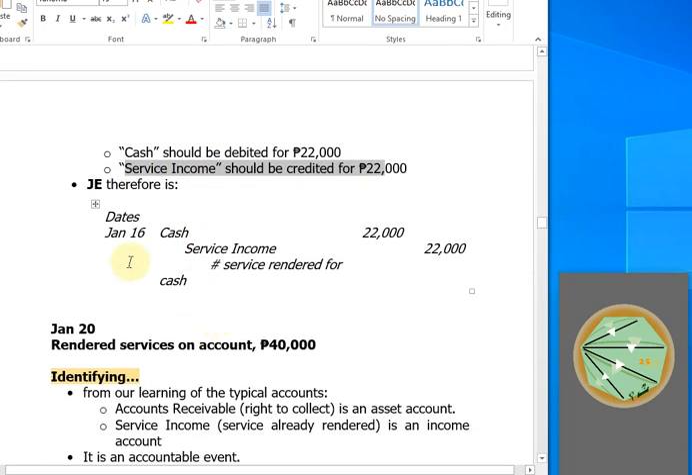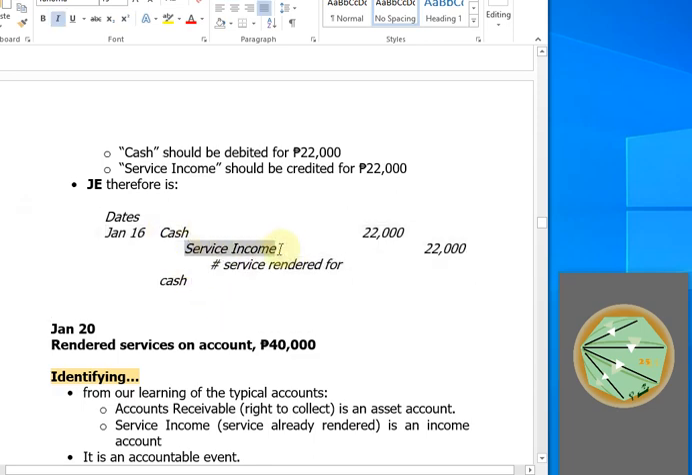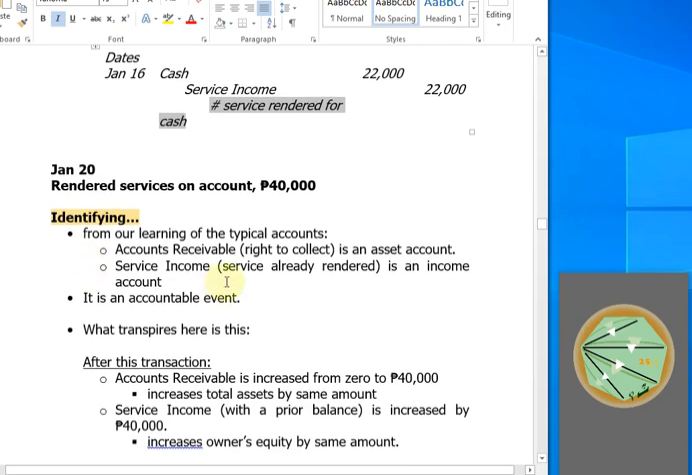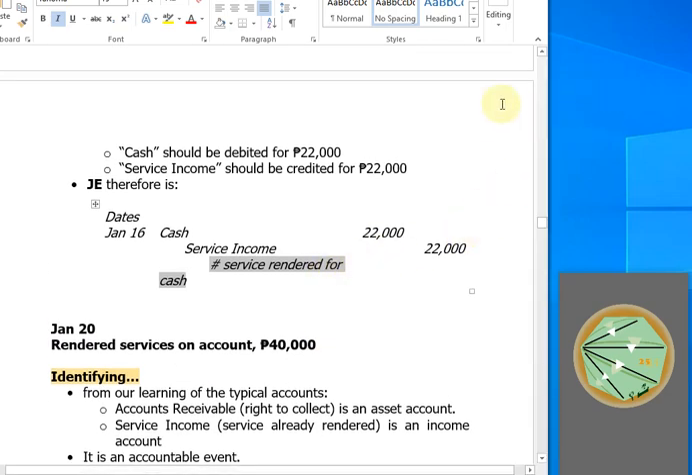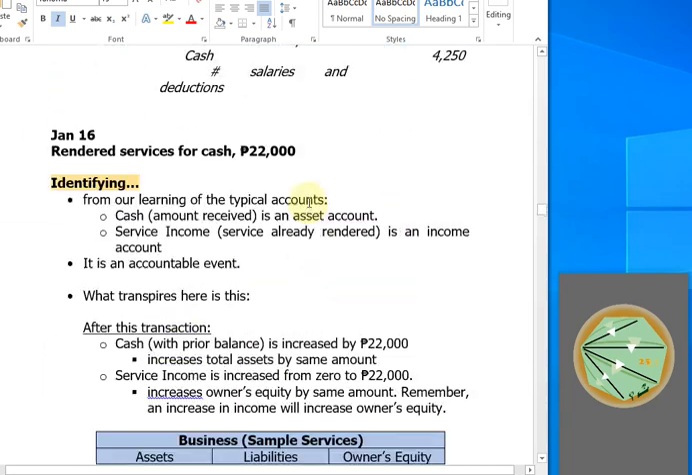And therefore, if we convert that into an entry, it would look like this. Cash on the debit and service income on the credit. Amounts are both 22,000, and the explanation can be as simple as service rendered for cash. So that is our journal entry for the transaction on January 16.